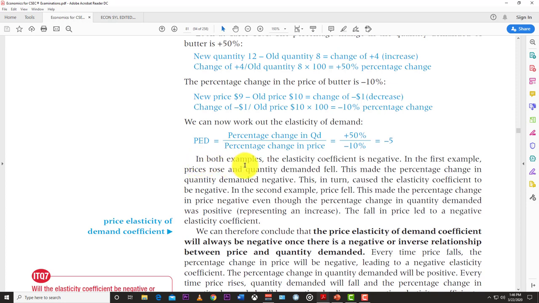So let's read here. In both examples, the elasticity coefficient is negative. In the first example, prices rose and quantity demanded fell. This made the percentage change in quantity demanded negative. This in turn caused the elasticity coefficient to be negative. In the second example, price fell.